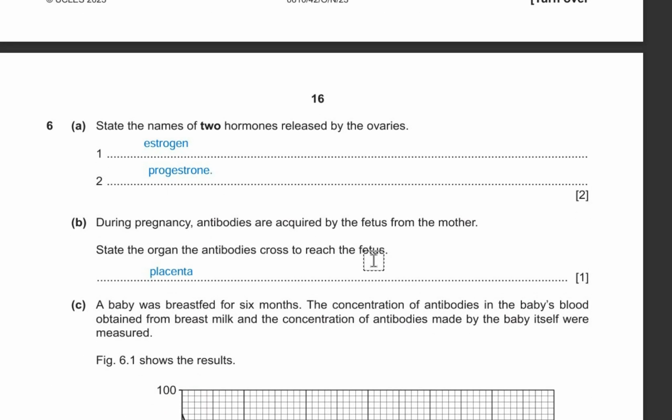Alright. Now, question number 6 says state the name of the hormones released by ovaries. So we all know that estrogen and progesterone are released by the ovaries. Part B says during pregnancy, antibodies are required by the fetus and the mother. State the organ through which the antibodies first reach the fetus. The placenta is the only connection between the mother and the fetus in the womb.